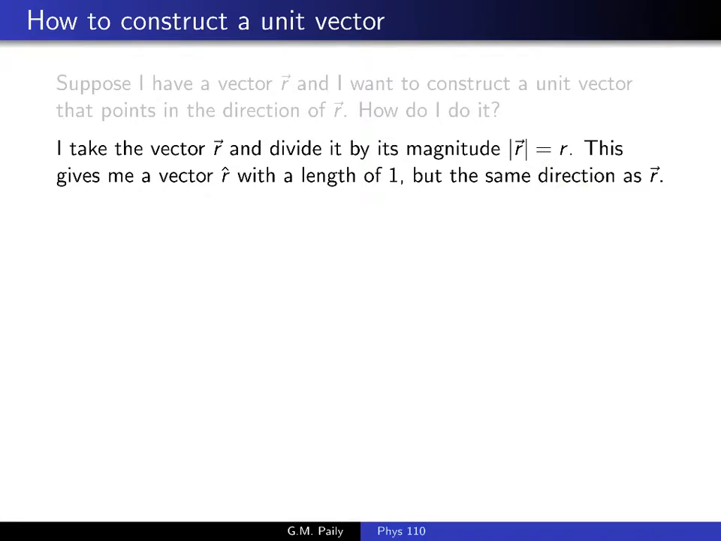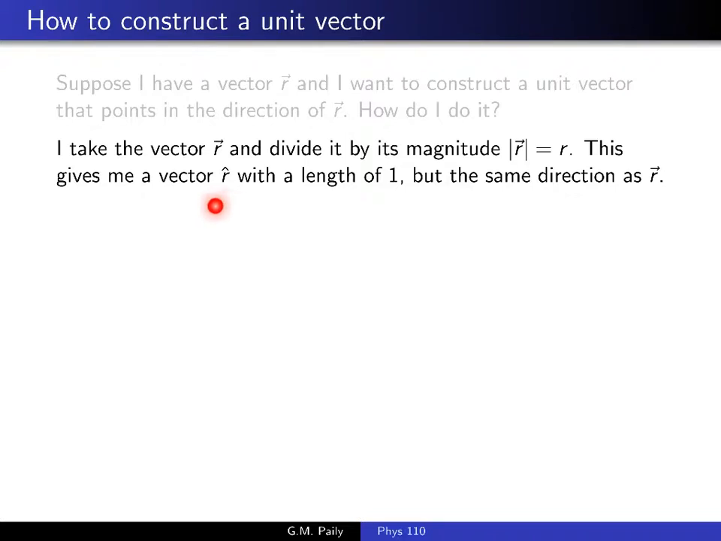Since I have divided the vector by a number, I will scale its length appropriately, and this gives me a unit vector with length 1, which still has the same direction as r. Remember that scalar multiplication doesn't change the direction of r, it simply changes the length.